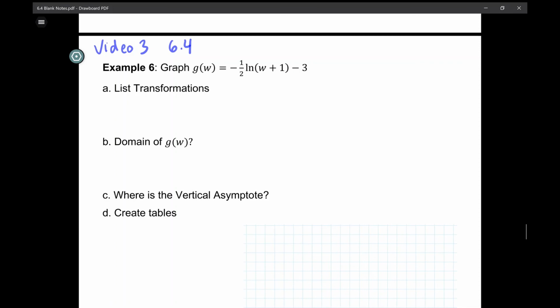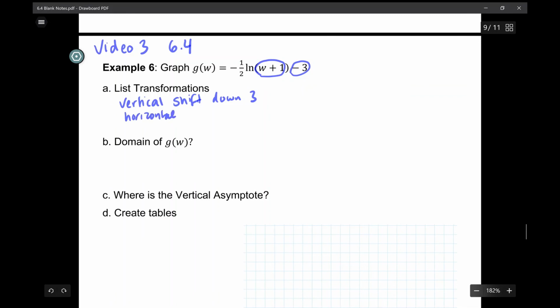All right, are you back from doing all those things? Let's go ahead and do them together. So let's list the transformations. Well, I see a vertical shift down 3. I see a horizontal shift left 1. Sorry, I don't know what I was saying. Left 1.